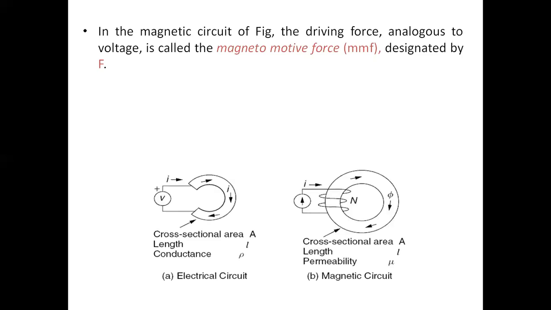Okay. So if you observe these two figures, one is an electrical circuit, and the other is a magnetic circuit. Both have the same cross-sectional area A, the length of the coil is L, and the conductivity is shown as rho. Here it is the permeability, because it is a magnetic circuit. When the current flows through this, it creates the flux, right?